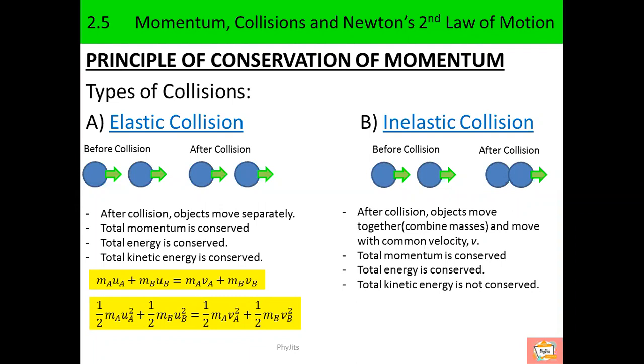So still total momentum will be conserved. That means still the formula applies. Total energy is still conserved, but kinetic energy is not conserved, because kinetic energy earlier was because of separate masses, mass A and mass B. Now mass A and mass B have combined and move together, so the mass has become maybe double or more. When mass becomes more, kinetic energy will also become more. That's why it's not conserved. So kinetic energy before and after is not the same.